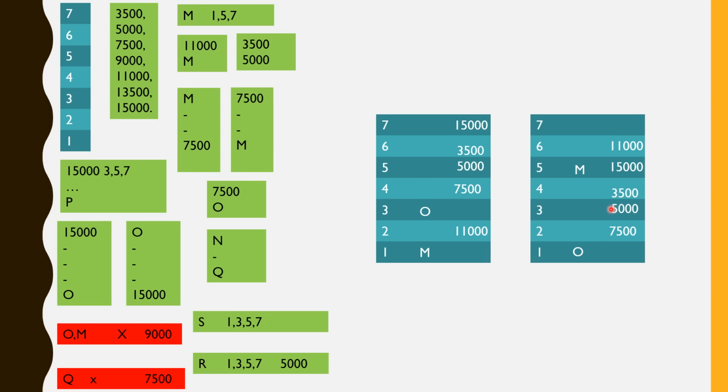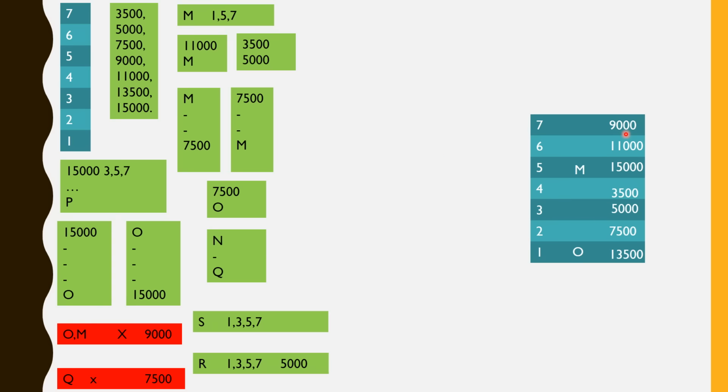Now, as we can see, we have got almost all the information about their salary. Only 2 incomes are left, 9,000 and 13,500, and with respect to 9,000 a negative statement is given: O and M do not have an income of 9,000. Since O and M do not have an income of 9,000, figure 1 is not valid, and 9,000 will go to floor number 7 in figure 2, and 13,500 will come to floor number 1. Now all the data related to income has been completely filled.